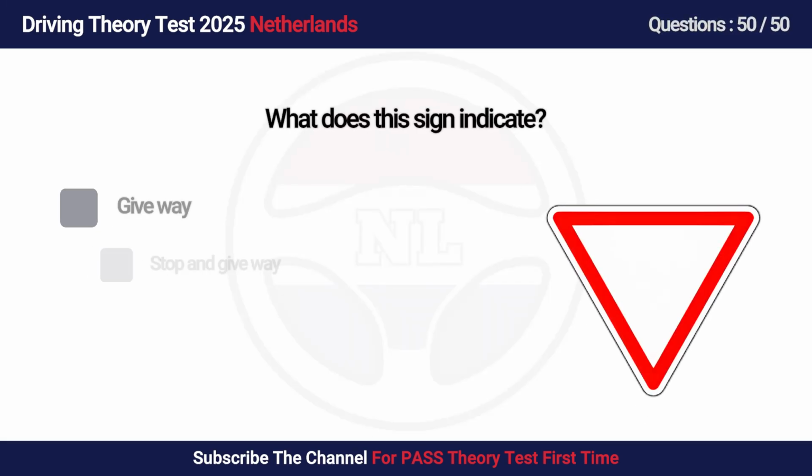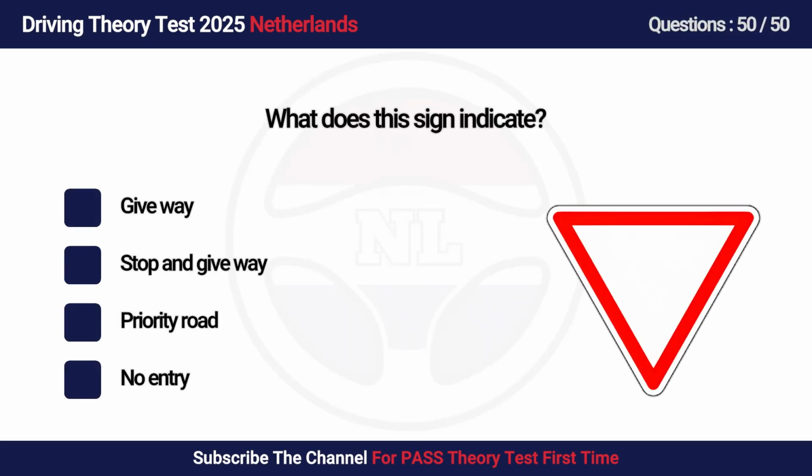Question 50. What does this sign indicate? A. Give way. B. Stop and give way. C. Priority road. D. No entry.